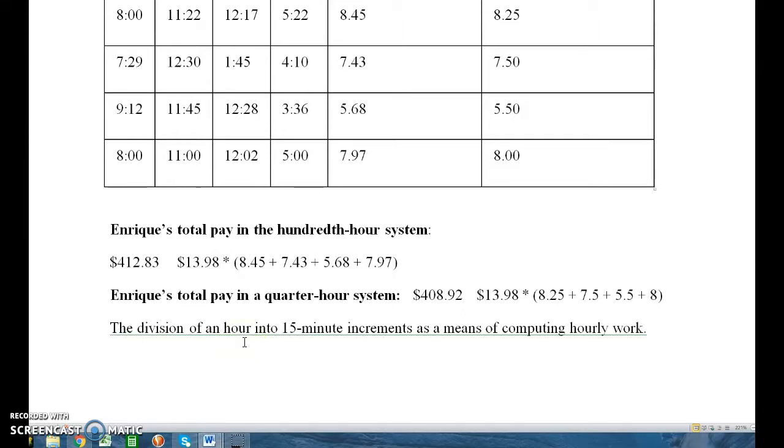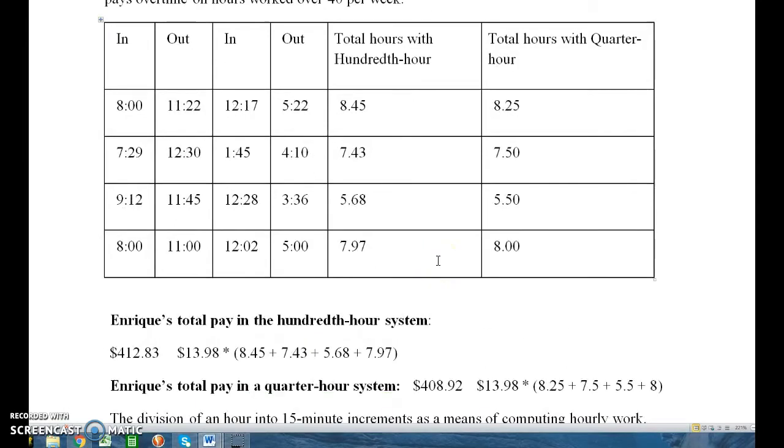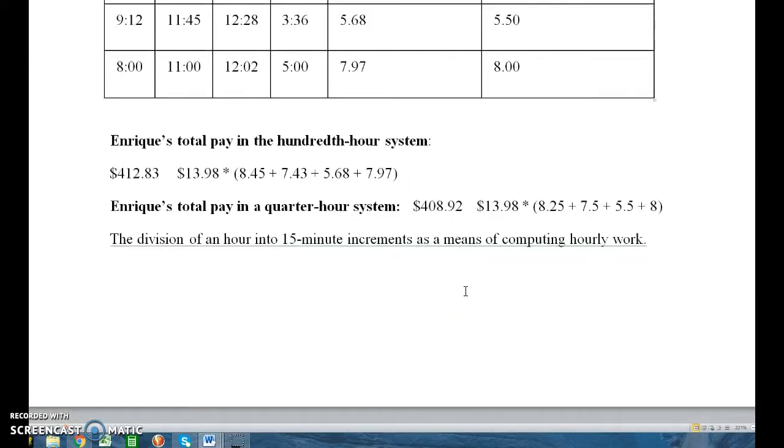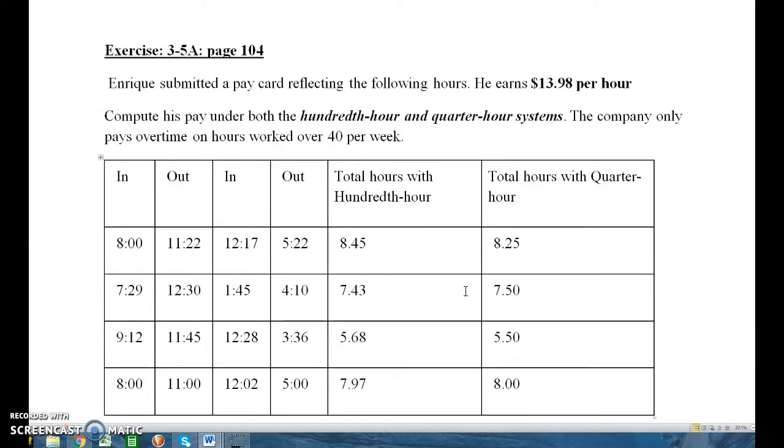So once again, this is a great example. The 100th hour system is a little bit more exact than the quarter hour. Most employers that I've worked with have utilized the quarter hour in regards to gross wages. All right, that is the last exercise in this video to cover in Chapter 3.